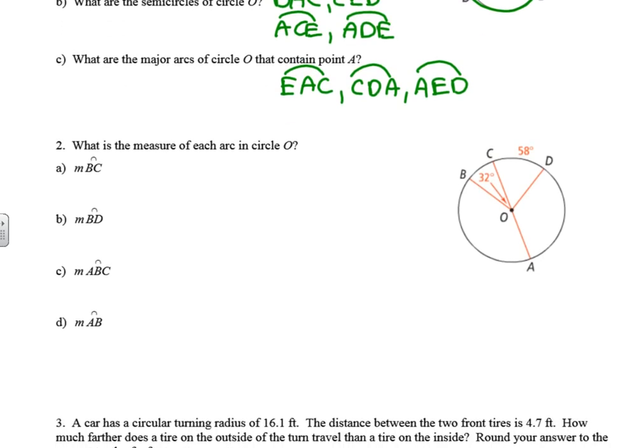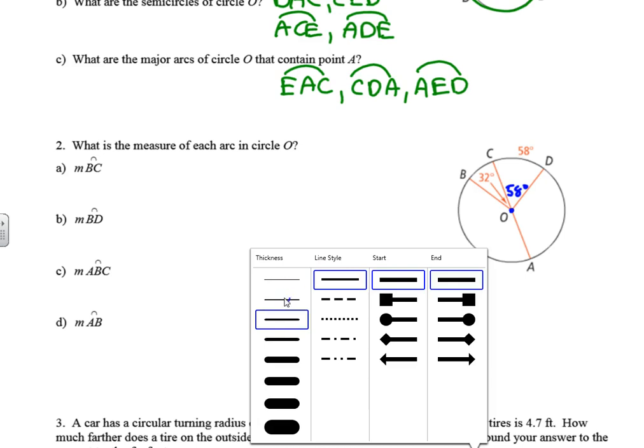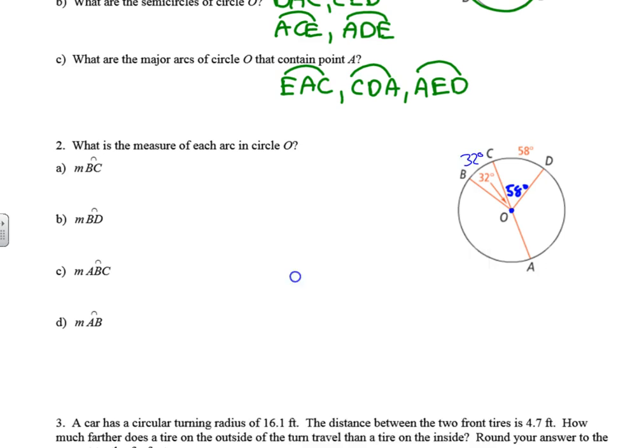So when you're looking at a question here now in 2 where you have this diagram, let's understand what we have. We have a center and we have this arc here, 58 degrees. Well, we should get this idea that that angle is also going to be 58 degrees. And because this angle here, BOC, is 32, that means arc BC would also be 32. So that would be 32 degrees. And the reason is it equals the central angle.